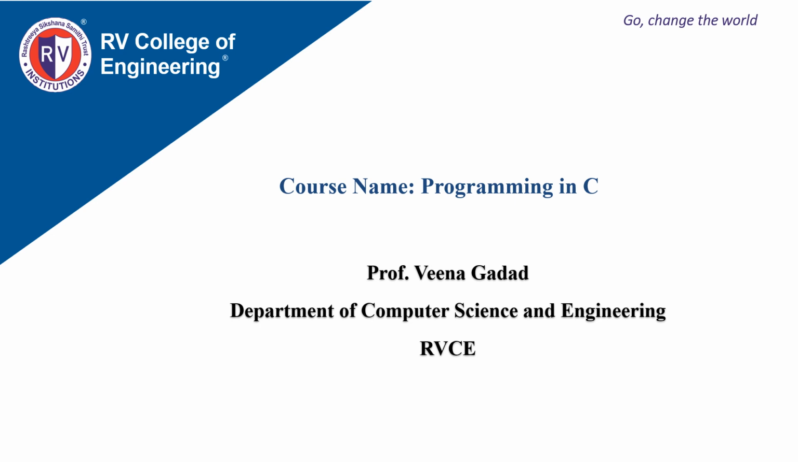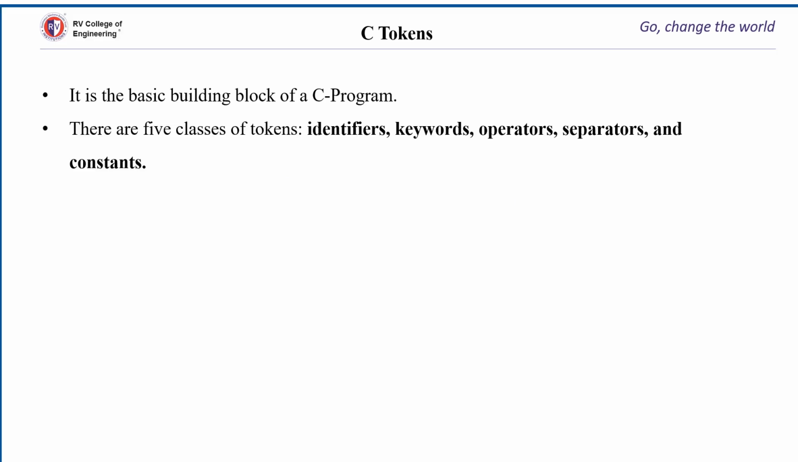Hello everyone. In this video, we'll understand about C tokens. Tokens are basically the basic building blocks of a C program. They are classified into 5 types: identifiers, keywords, operators, separators, and constants.